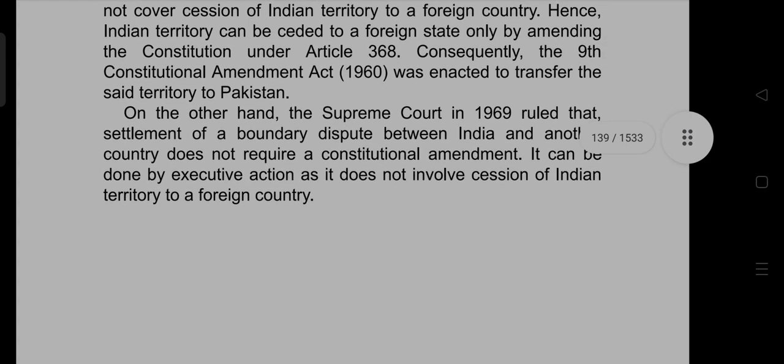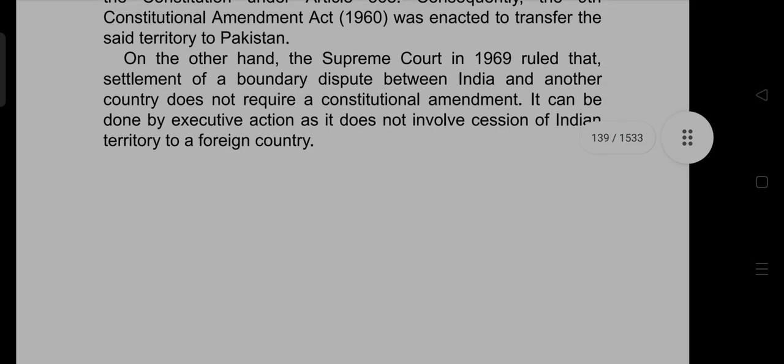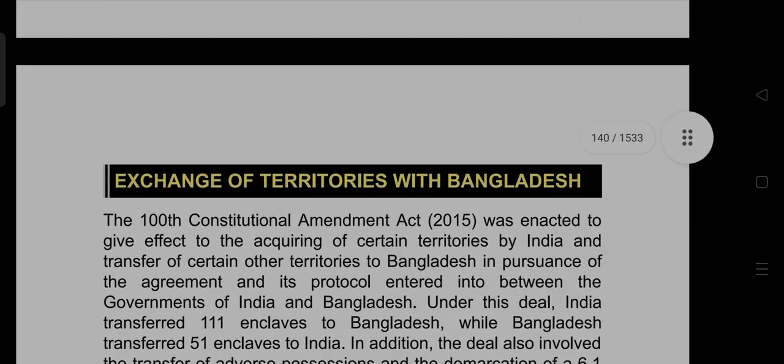On the other hand, the Supreme Court in 1969 ruled that the settlement of a boundary dispute between India and another country does not require a constitutional amendment. It can be done by executive action as it does not involve the cession of Indian territory to a foreign territory.